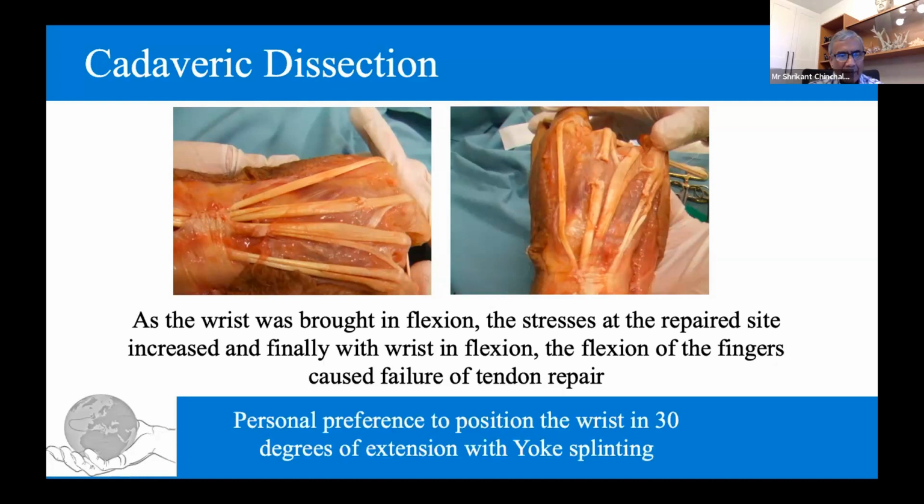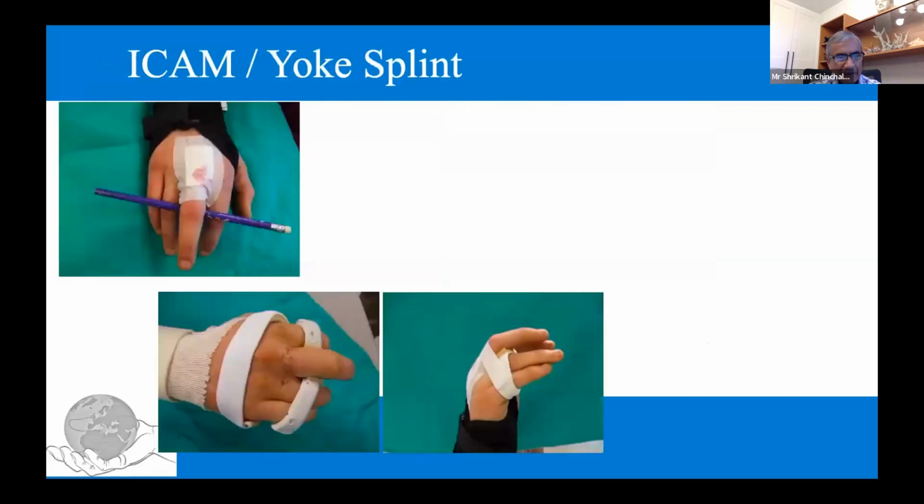with ICAM splinting. So my personal preference, again, I'm repeating this, is to position the wrist in 30 degrees of flexion, and with the Yoke splint allow digital mobility in order to prevent excessive stresses placed at the repair site that is caused by composite motion of the wrist and fingers.